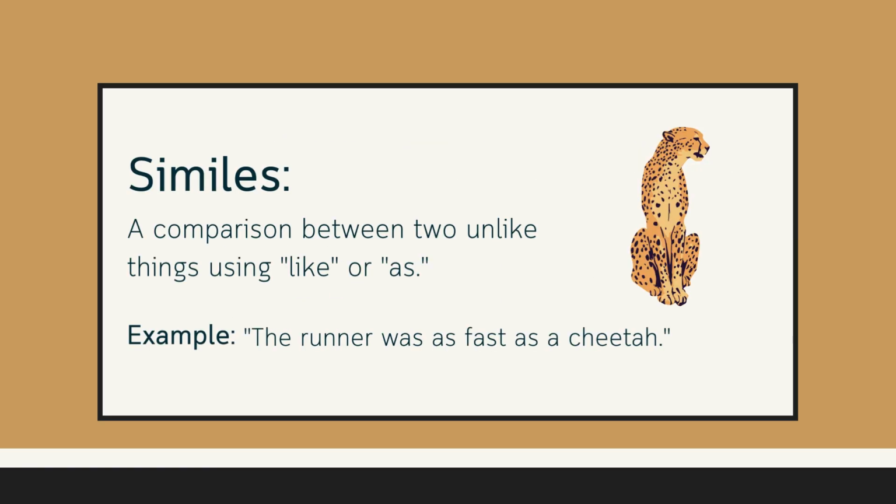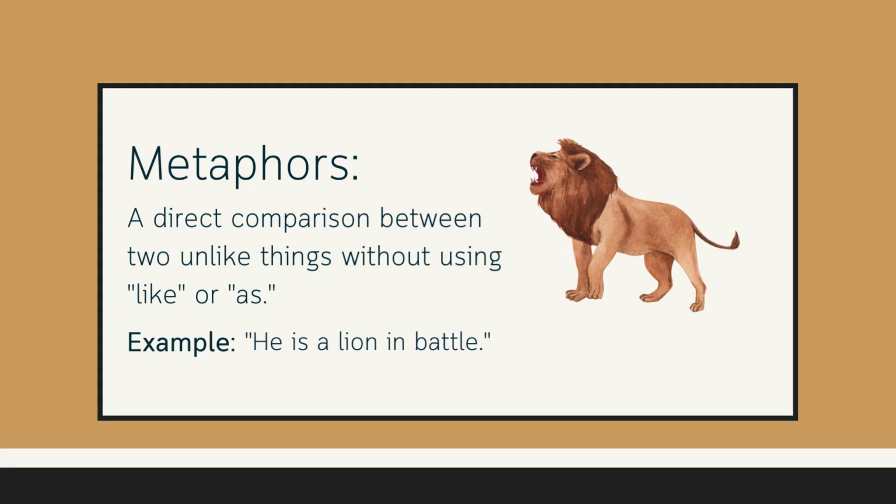Similes. Similes are comparison between two unlike things using like or as. Here's an example. The runner was as fast as a cheetah. That's comparing two unlike things using like or as. Metaphors. Those are a direct comparison between two unlike things without using like or as. An example of that could be, he is a lion in battle.